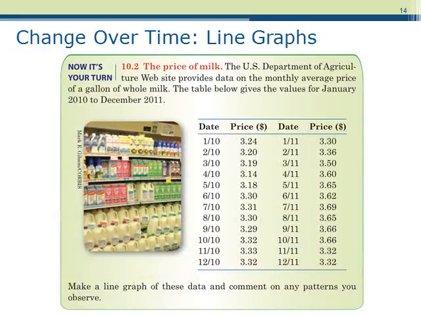Now you try one. The U.S. Department of Agriculture provides data on the monthly average price of a gallon of milk. The table below gives values for January 2010 through December 2011. Make a line graph of these data and comment on any patterns you observe. Remember that time goes on the x-axis, so price will be displayed on the y-axis. So pause the video and unpause when you're ready for the answer.